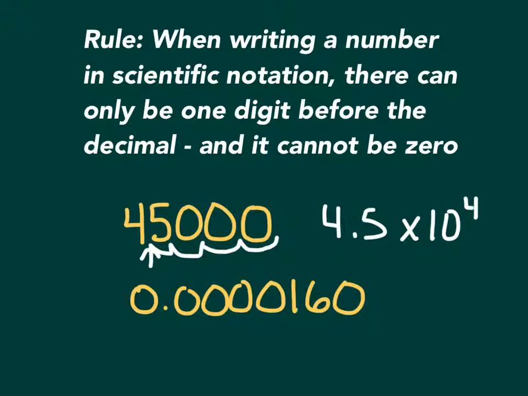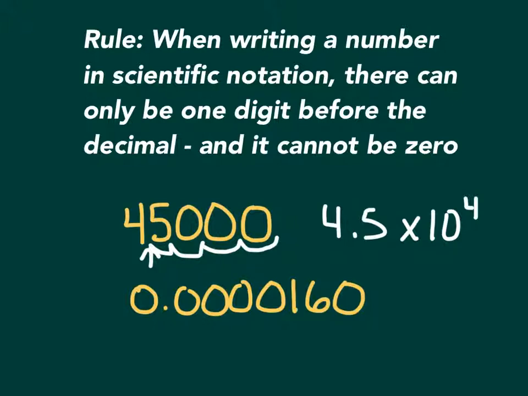The question always comes up, is it positive 4 or is it negative 4? Well, the way I always remember it is that if the number that we started with, this 45,000, was bigger than 1, then it's going to be a positive 4. If the number was smaller than 1, it'd be negative.